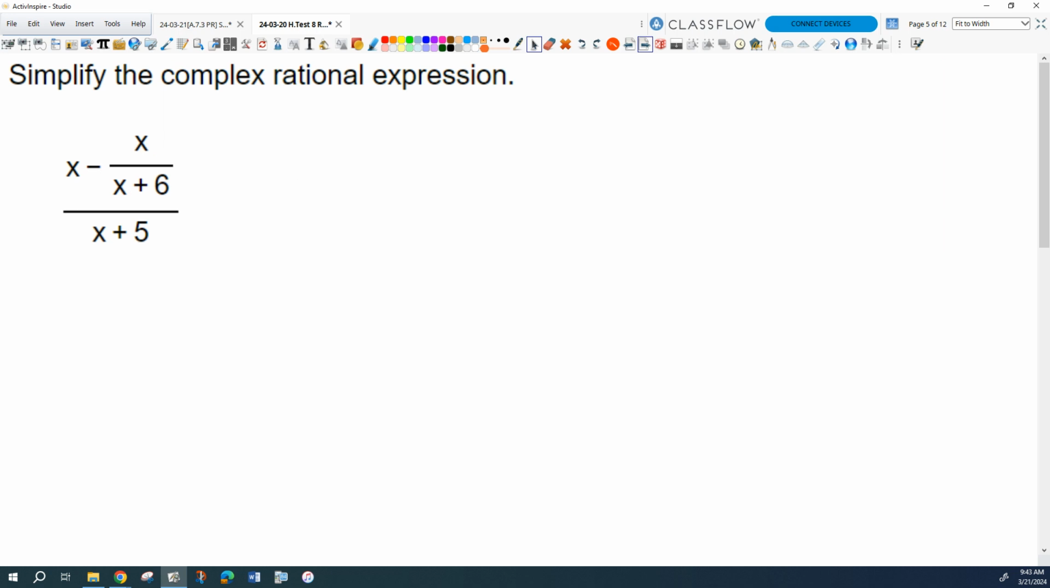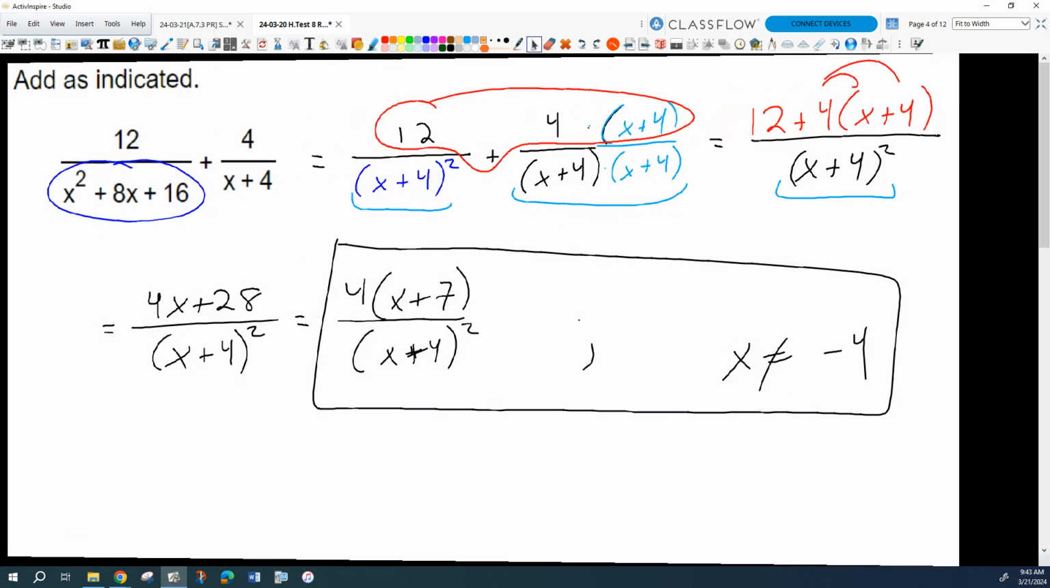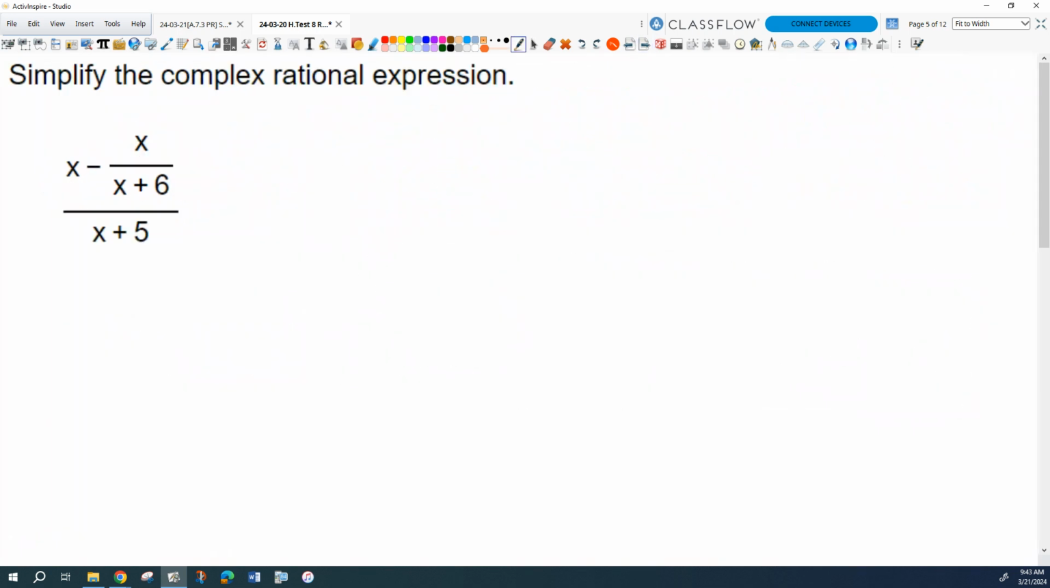Okay, simplifying complex rational expressions. What's our strategy with this? If we have fractions divided by fractions, you get a single fraction on top and on the bottom, and then it's flip and multiply. Okay, good. Single fraction on the top, single fraction on the bottom, flip and multiply by the bottom, right? Okay, so the bottom, we'll just write that as being divided by 1, right?